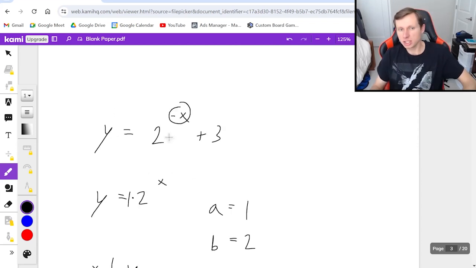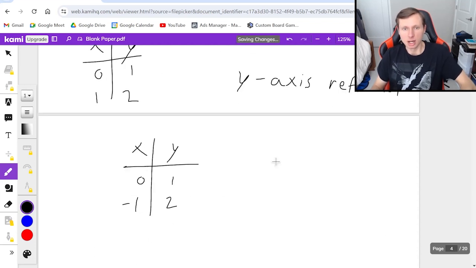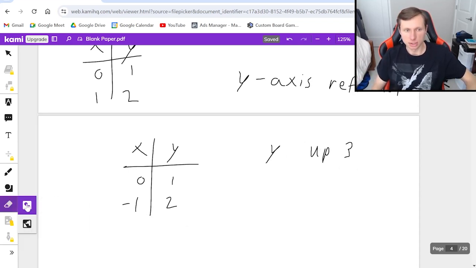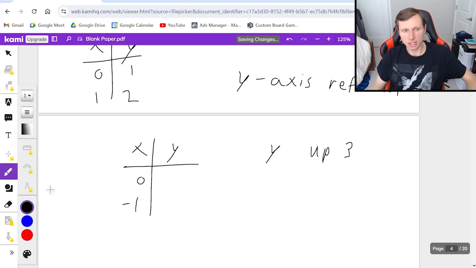So next, I don't see I have any scaling here, so I'm going to skip the scaling part and just go to the shift, which is +3. Remember, that means up 3. And what that means, going back to my table, I'm shifting all my y values up 3, or adding 3 to all my y values. So that means instead of 1 and 2, it's going to be 4 and 5. I added 3 to both of those. So there we go. I have all of my reflections taken care of.